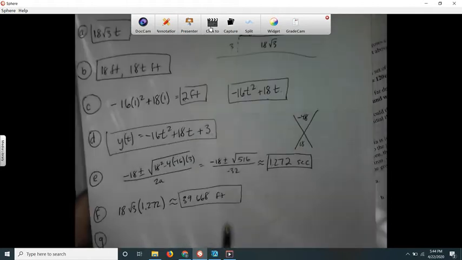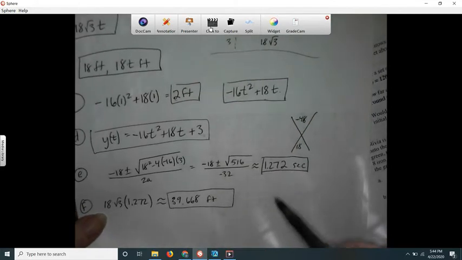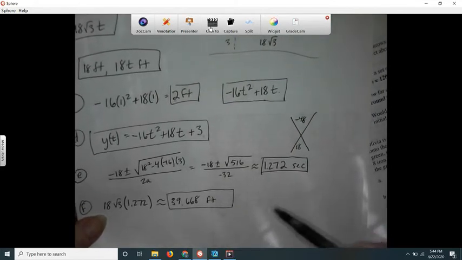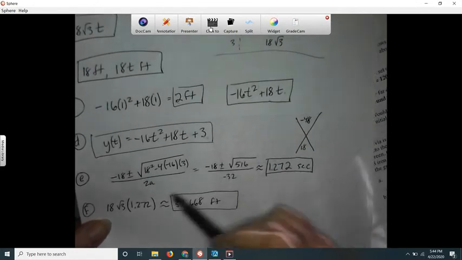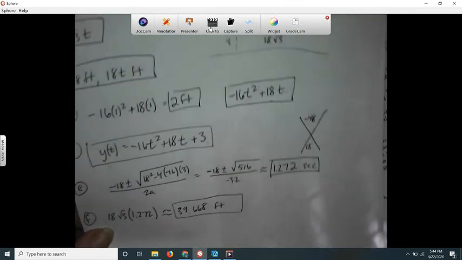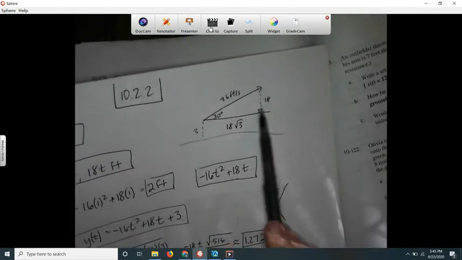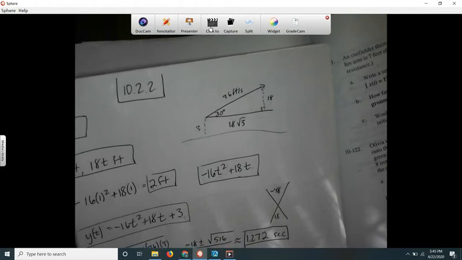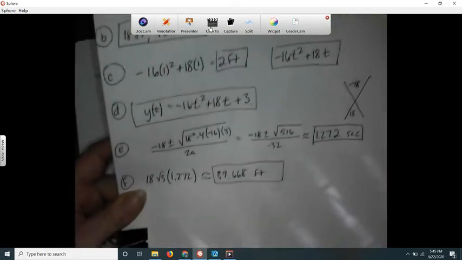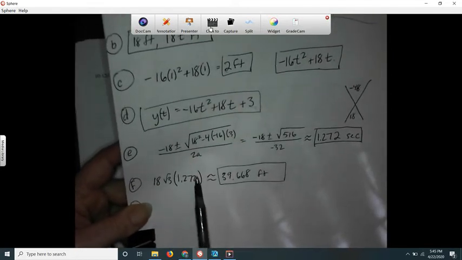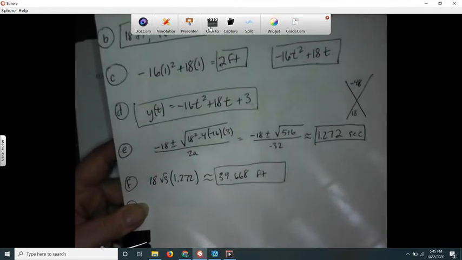And then letter F says, how far will Kevin travel horizontally? So remember, when the seagull was dropping the shell, the vertical component isn't influenced by the horizontal component, if that makes any sense. So I'm just going to plug my time into the horizontal component, and if you can remember, the horizontal component was 18 root 3 times t. So I just went 18 root 3 times this time, and that's the horizontal component right there.